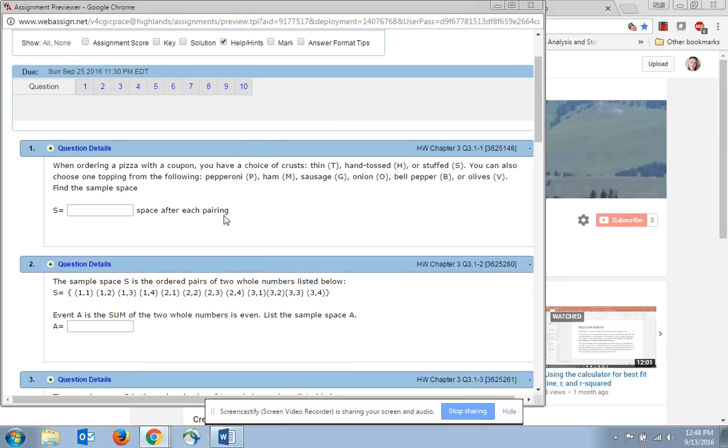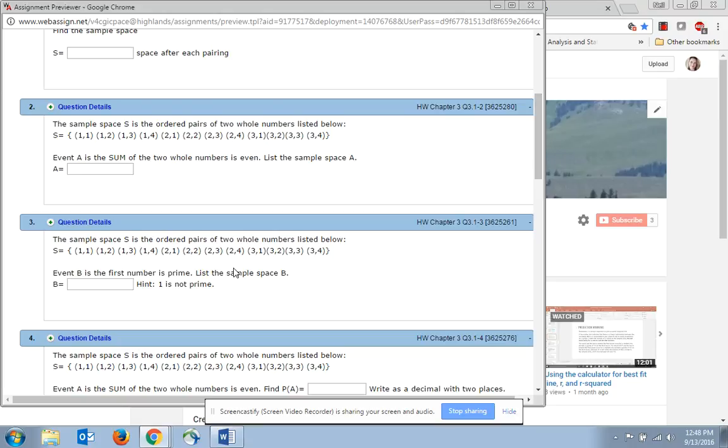So for number 1, it's looking for the sample space when you have a choice of crust and you can pick one topping. For this one, do not put commas. All they want is the letters and then a space between each of the ones you're finding for each sample space. For number 2, it wants you to list the samples. And for this, when you list them, you do need to put them in the parentheses, but don't put a comma outside the parentheses, just put a space, kind of like it's written up here.